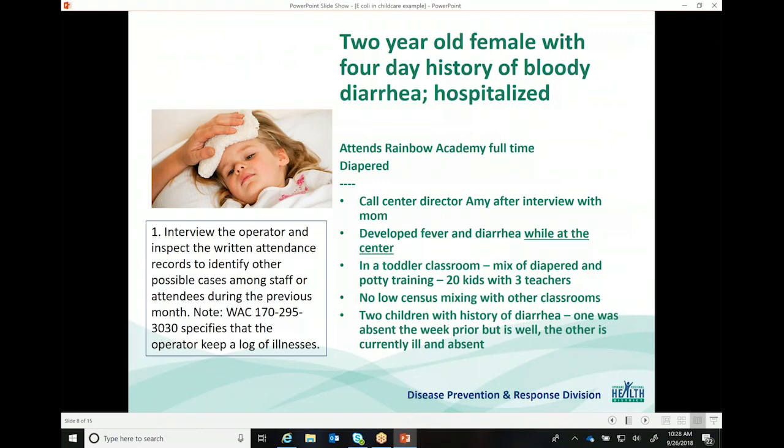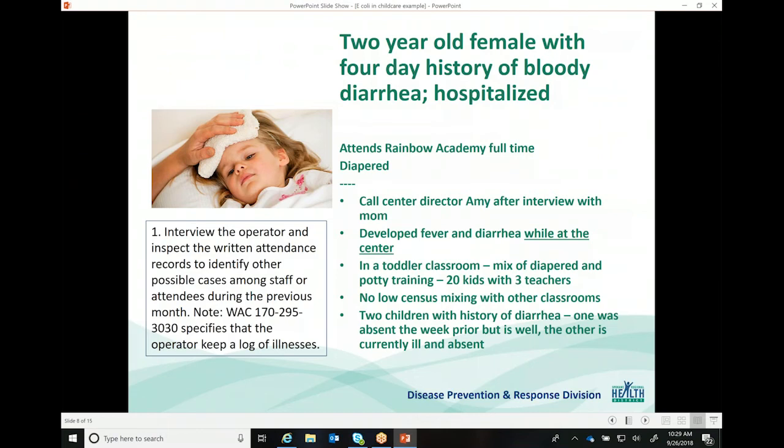Unfortunately, when you interview the mom, you find out that her diarrhea began while she was at the center, so other children could have been exposed, and you're not sure of the source of her illness. And you call the center director, Amy, and you learn that the child is in a toddler classroom, which is a mix of children who are diapered and who are potty training. So there's lots of potty activities happening in this classroom. And there are 20 children with 3 teachers, and they stay in this classroom and don't mix with others during low census times of mornings and evenings, so you can really focus on just this classroom and not expand to others.